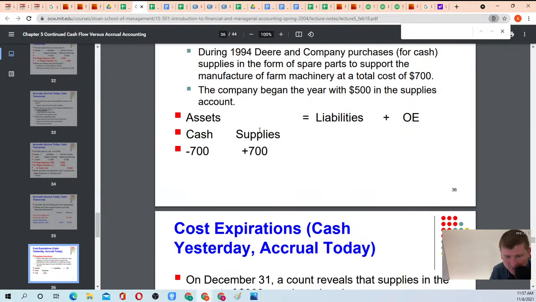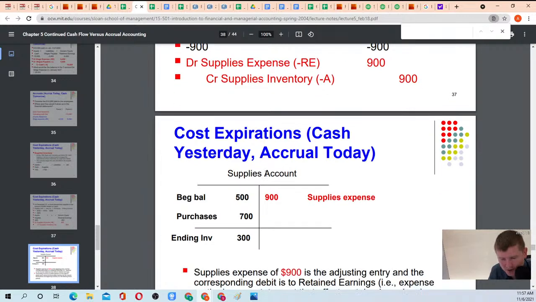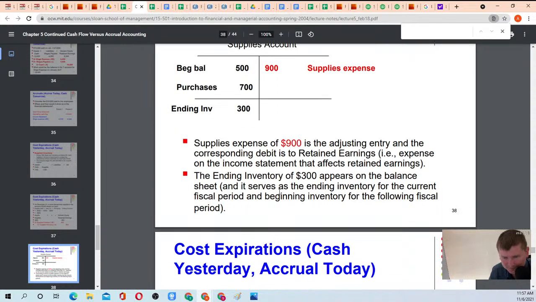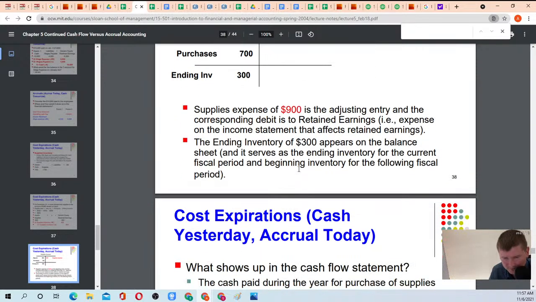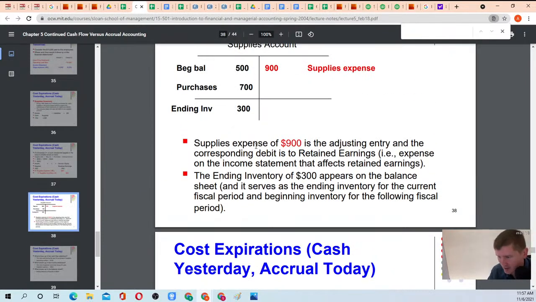Same when we get paid cash for the inventories. We've already done all these transactions. Beginning balance, purchases, ending inventory. For the costs, we will look into the costs on the next module. So I will skip that for now.